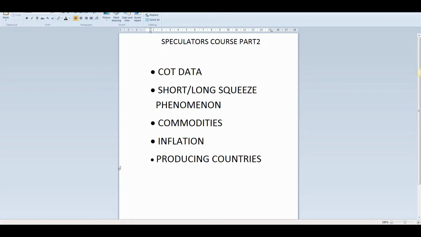Commodities, inflation, and producing countries are all linked together. Think of soft commodities like sugar, coffee, cocoa beans, and base metals like iron and zinc, or probably one of the most famous commodities, crude oil. It all falls under commodities, and it's very important to analyze to understand inflation.